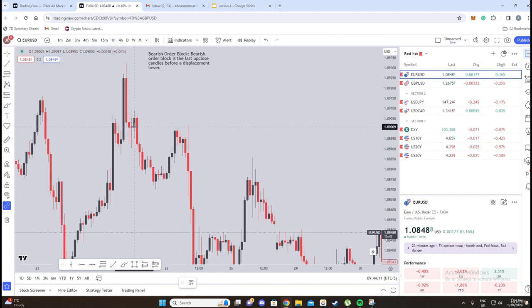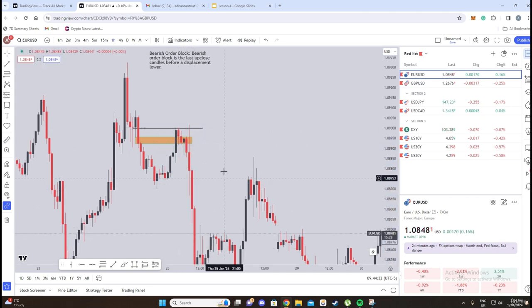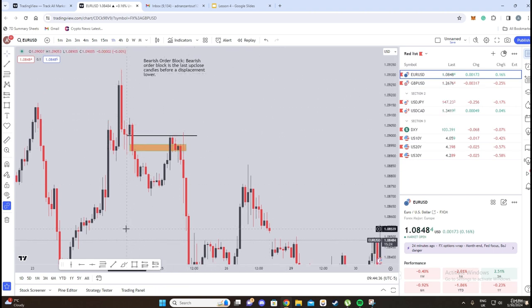So this is our order block over here, and what do we see happen? Displacement lower, price trades back up to fill this gap over here. Small gap, well, a gap's a gap. Trades a bit higher than the gap to the order block level before price trades lower. So that's what the order blocks are. That's what a bearish order block is.